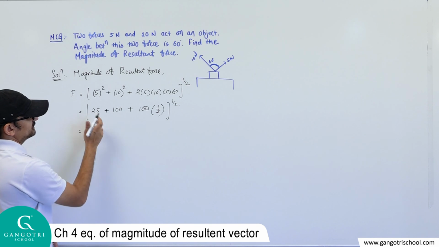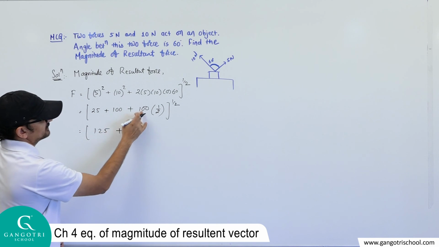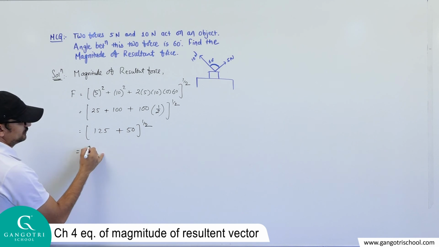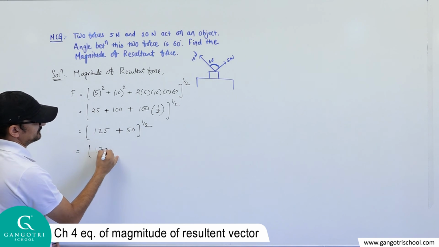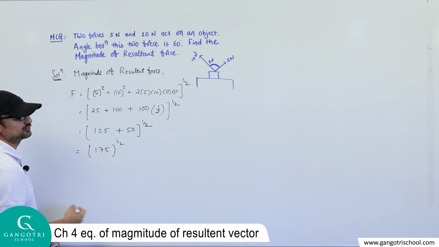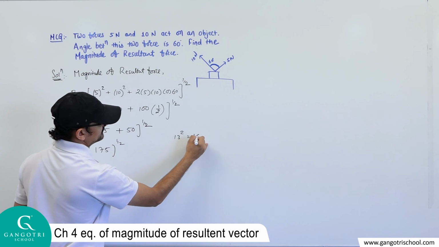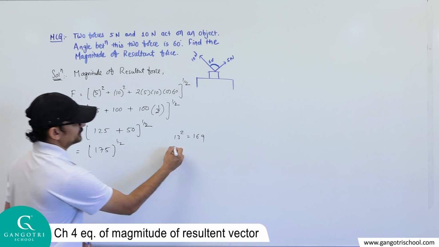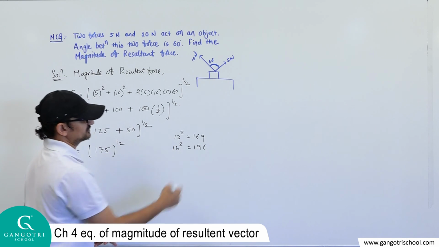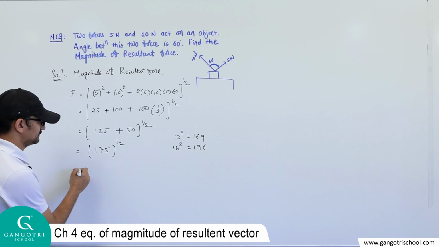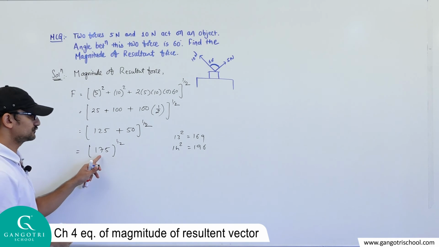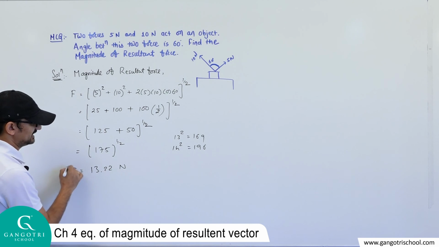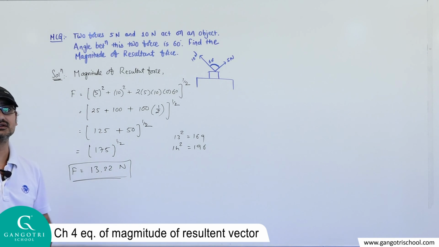Okay, so 100 plus 25 is 125, plus 100 by 2 is 50, raised to 1/2. So here 125 plus 50 is 175, raised to 1/2. Now you should know that 13 square is 169, so this should be quite a bit more than 169, and 14 square is 196, so it is less than 196. So the answer will be somewhere between 13 and 14. The square root of 175 is 13.22 Newton. So this is the answer, the magnitude of the resultant force.